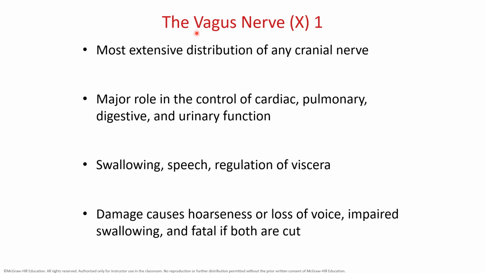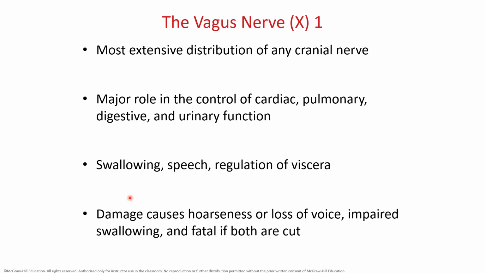So now let's talk about the vagus nerve, cranial nerve number 10. It has the most extensive distribution of any cranial nerve, as we're going to see in the next graphic that's going to come up. Its major role is in the control of cardiac, pulmonary, digestive, and urinary function. It is known as the wandering nerve because, although it is a cranial nerve, it spans all the way down to the digestive and urinary system.